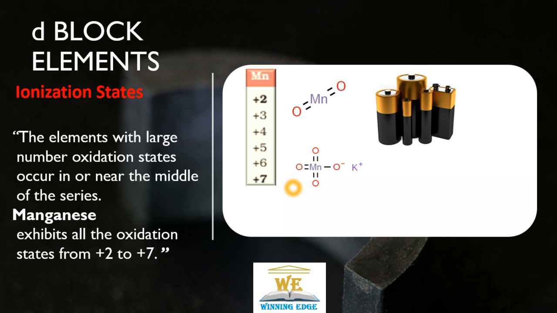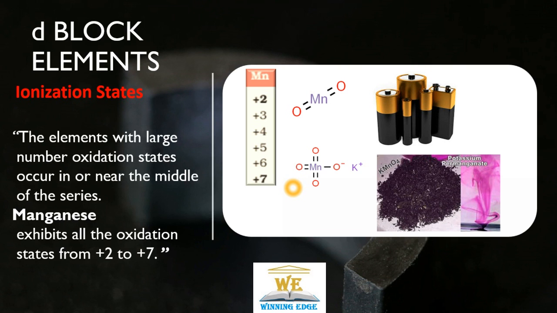Manganese dioxide is used in lead-acid batteries and dry batteries. Many dry batteries that we use have manganese dioxide in them. We use potassium permanganate in our analytical labs, and it is also used as a disinfectant.